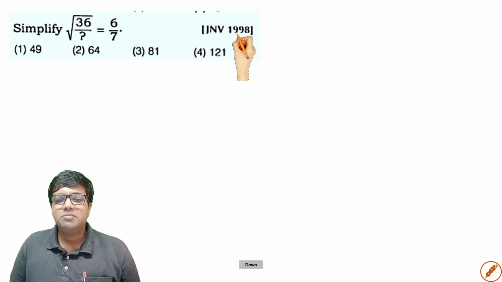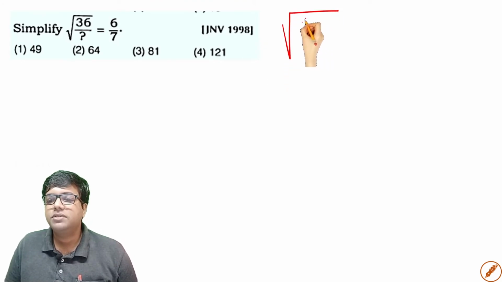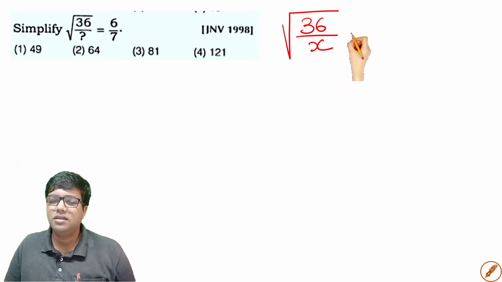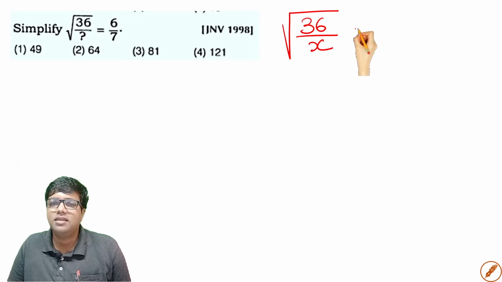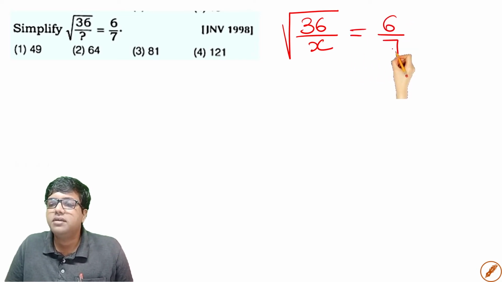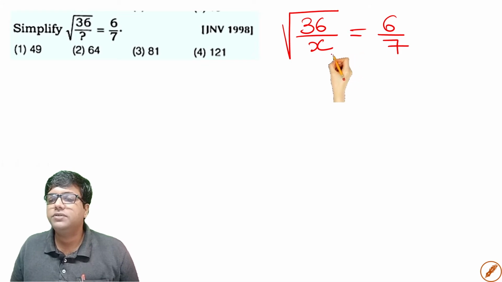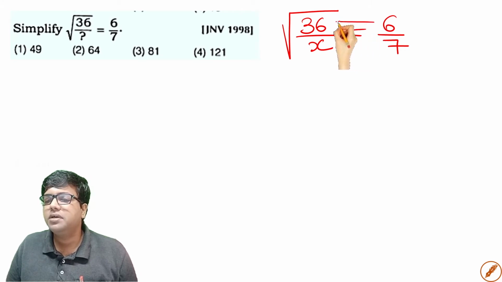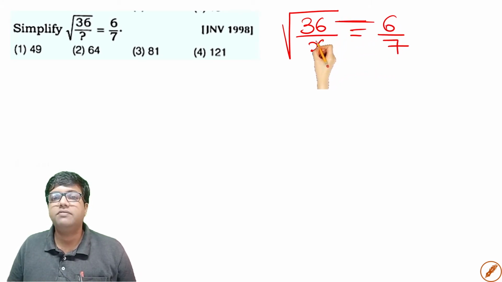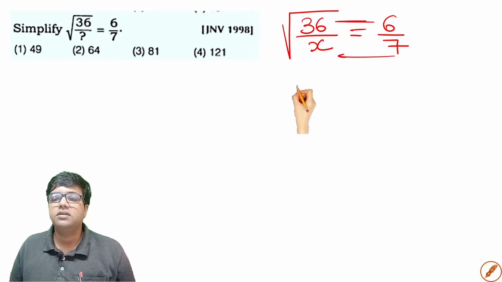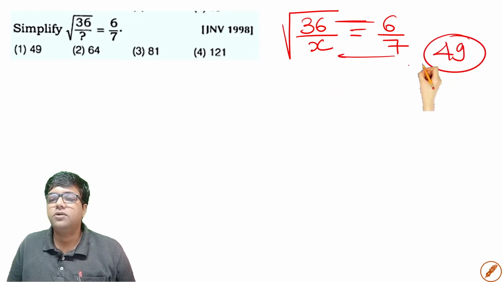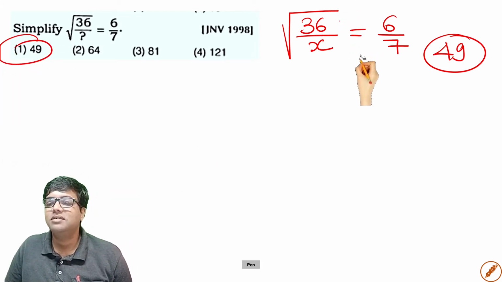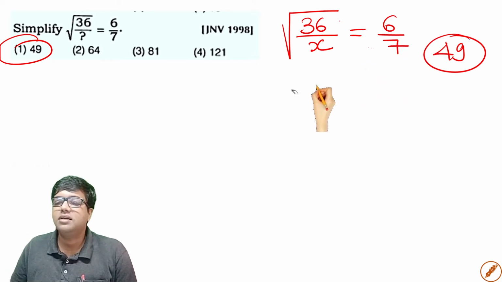Okay, simplify. This is kind of a tricky question. Root 36 by, so the question mark is there, I will call it x. The number which we don't know, we will always call it x, y, z, or any other variable. Root 36 by x is equal to 6 by 7. If I have to do this, I can just do a crude guess that 6 is 6 square on the left hand side, and 7 would be 49, since 7 square is 49. So blindly I can take option 1 and mark it as the right answer, but this is not based on logic, so let's do it based on logic.